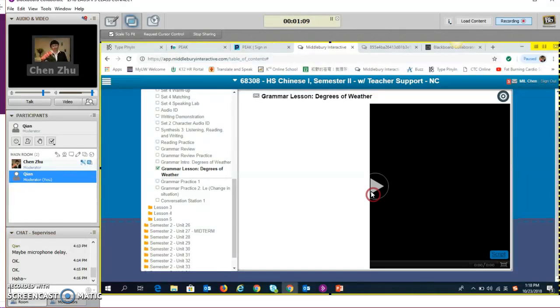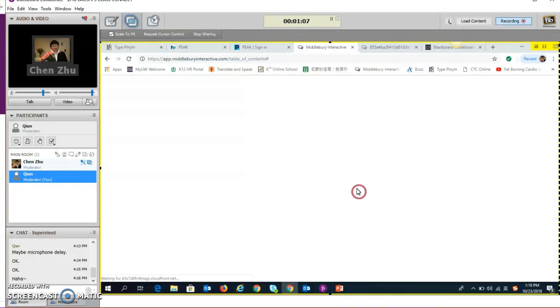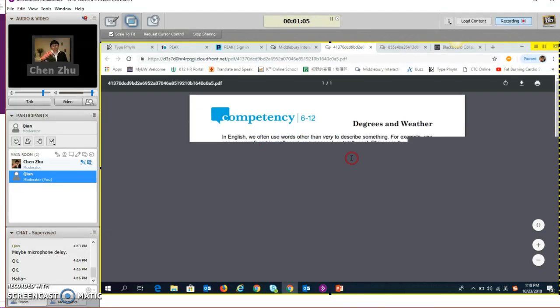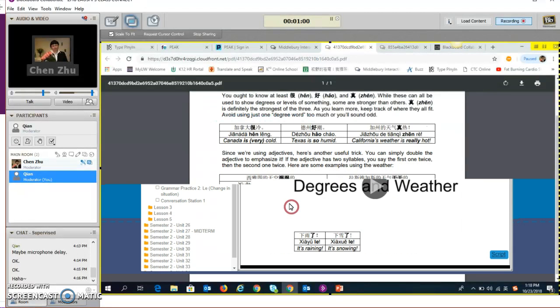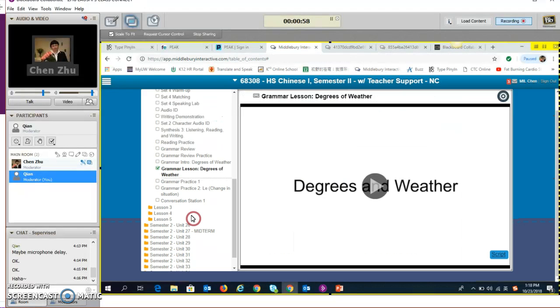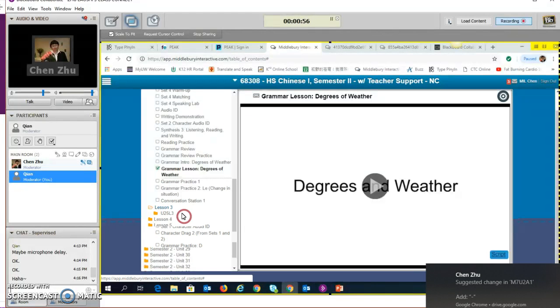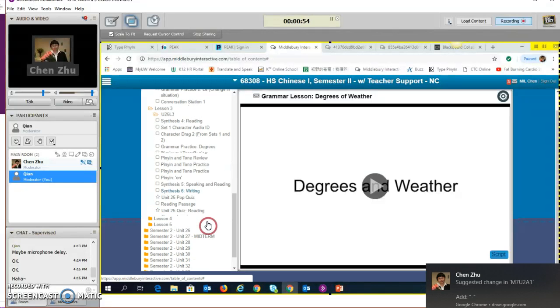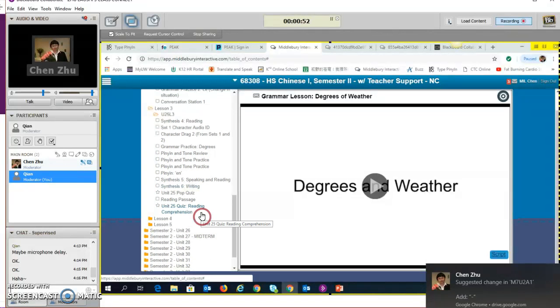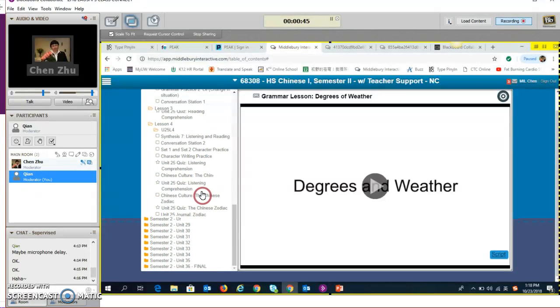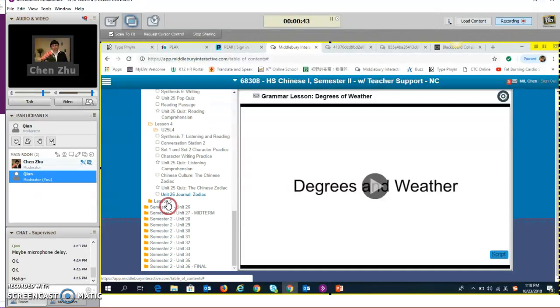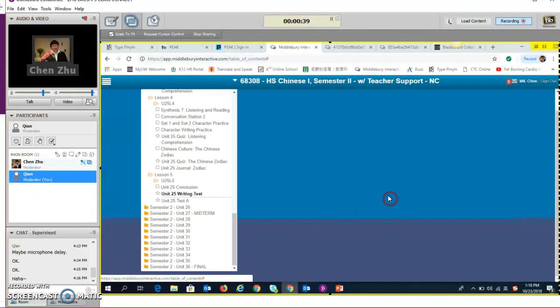For example, 真热, 好热, 太热了. And we also have a script here to help the students load the structures they are going to use in this session. And for lesson 3, there's some practice of pinyin tones, and they start to exercise their knowledge to do the listening and reading comprehension. The final lesson is this writing test.